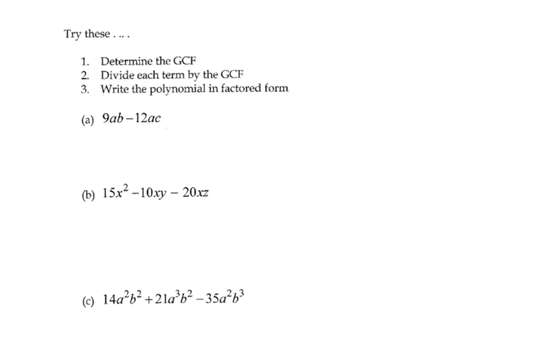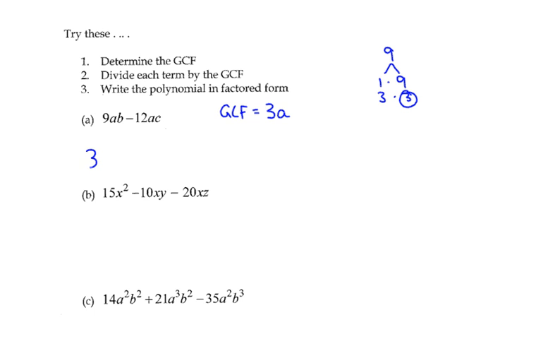Determine the greatest common factor. Okay, let's look at 9 and 12. The smallest number they give us is 9. Ignore the negative sign. Factors of 9: 1 times 9, 3 times 3. Does 9 go into 12? No, just 3. So the GCF is 3. Is there any variable they have in common? Just an A. Do they have a B in common? No. So 3A is the GCF.